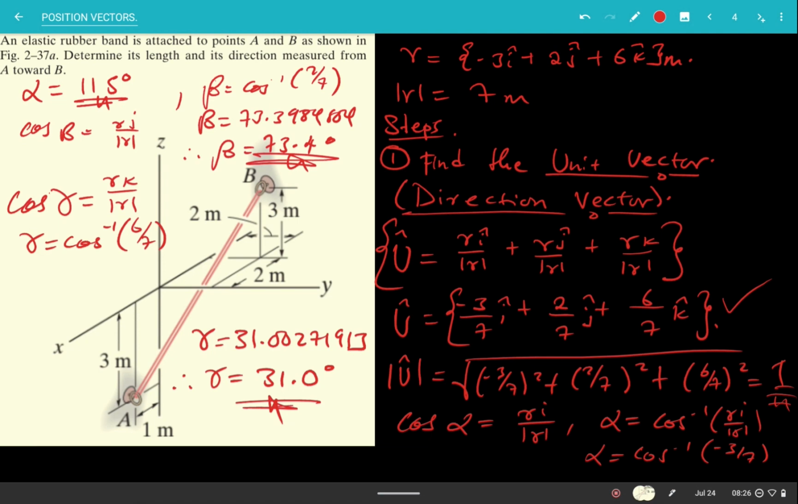So this is how you determine the length and its direction measured from one point to the other. Be mindful, it's very important to know how to find the unit vector, because it will help you find a lot of things when it comes to force vectors. Also always keep in mind how we find the directional angles. The procedure is the same as in our previous subtopics, so we'll be doing the same thing over and over again.